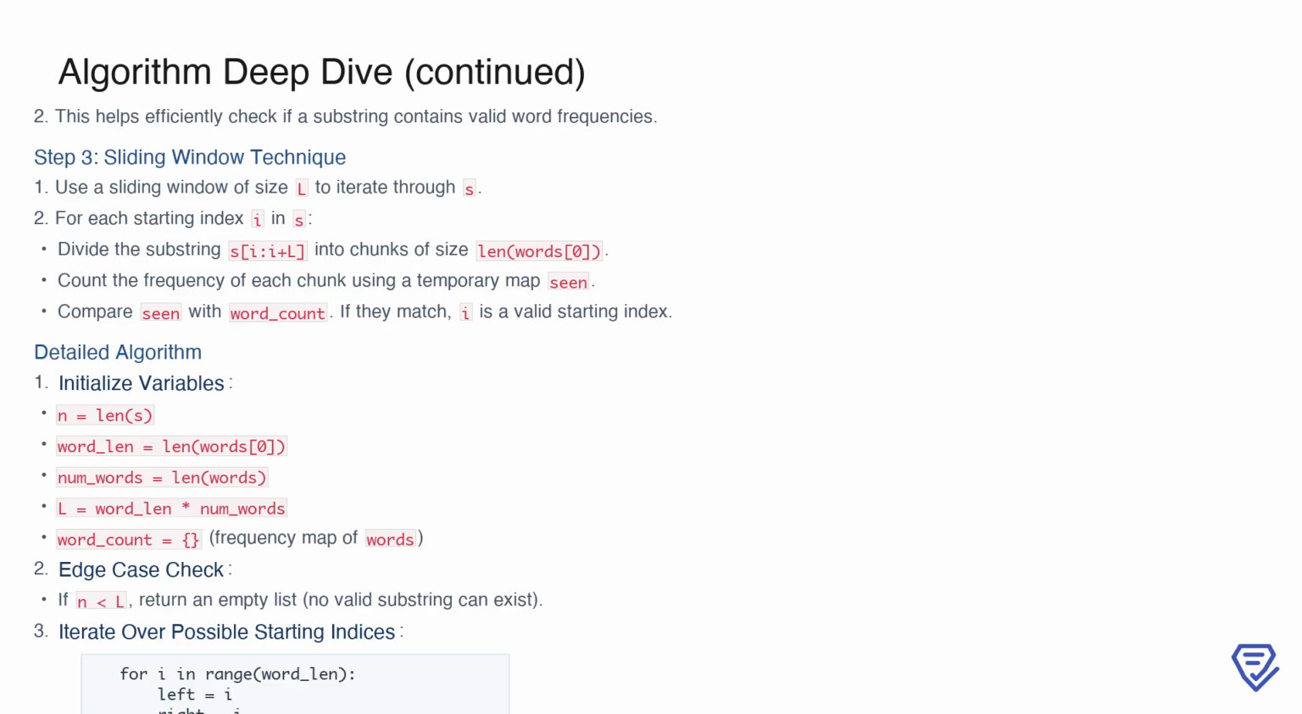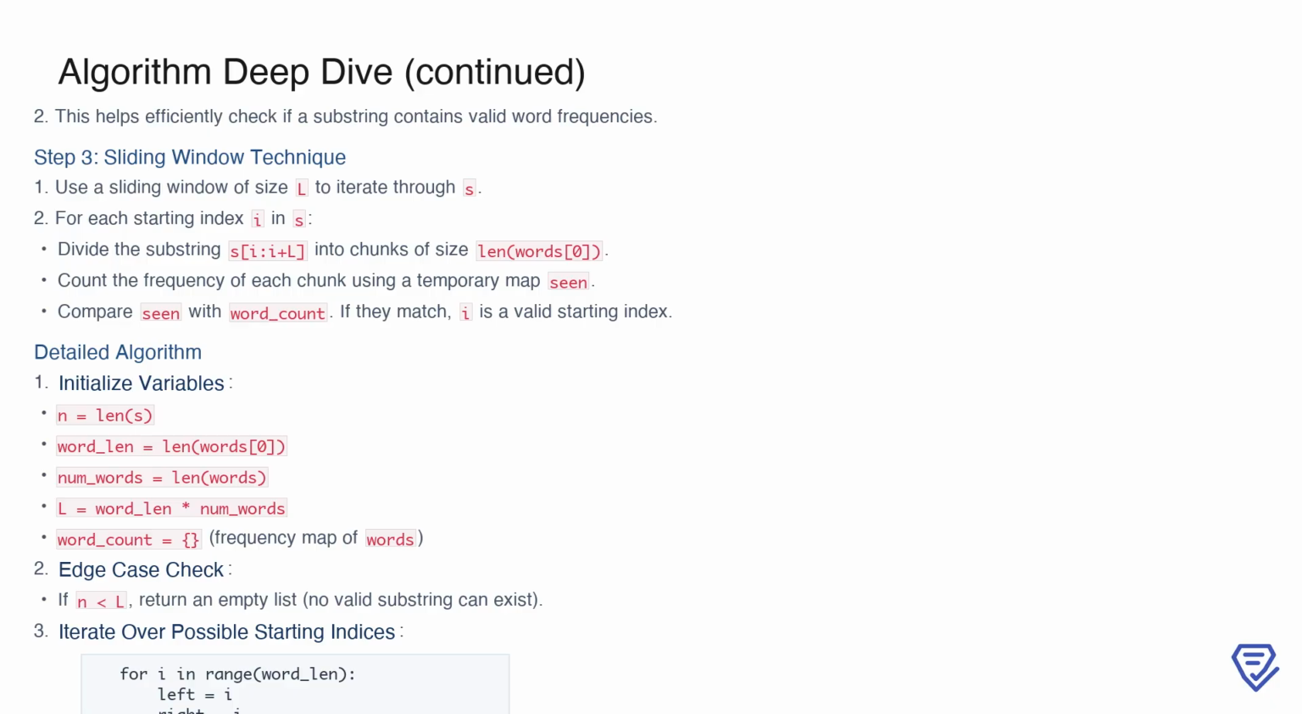To implement this, we initialize key variables: n as the length of S, word_len as the length of each word, number_words as the number of words in words, and L as the total concatenated length. Additionally, we check an edge case. If the string S is shorter than L, no valid substring can exist, so we immediately return an empty list.